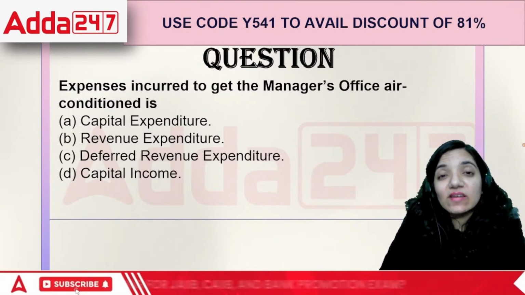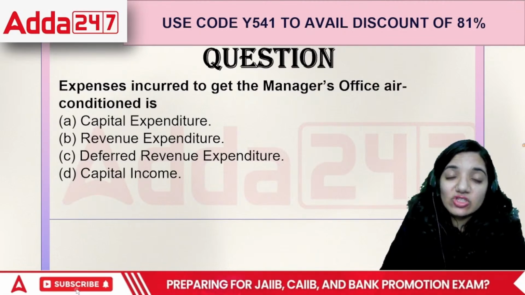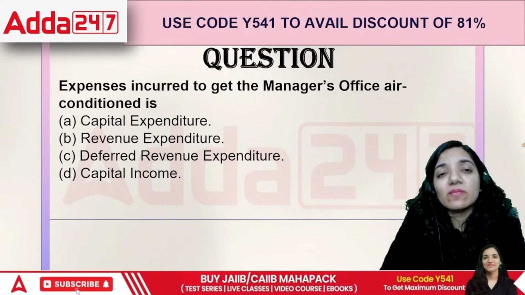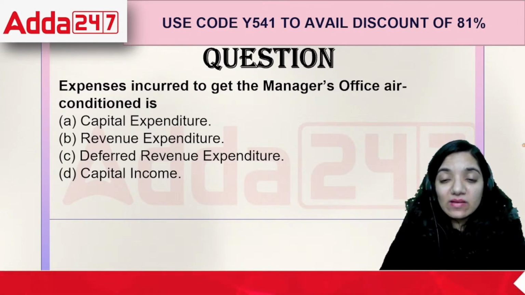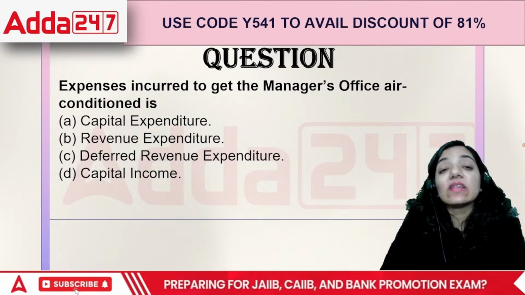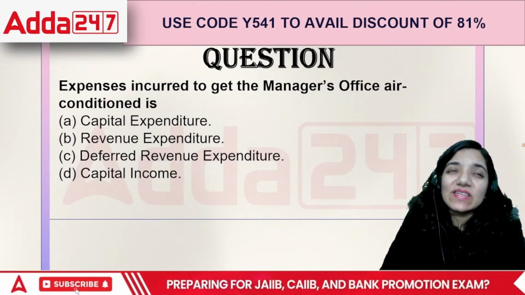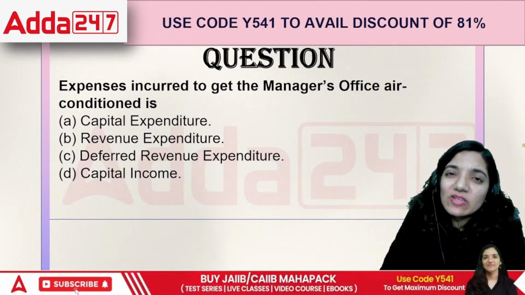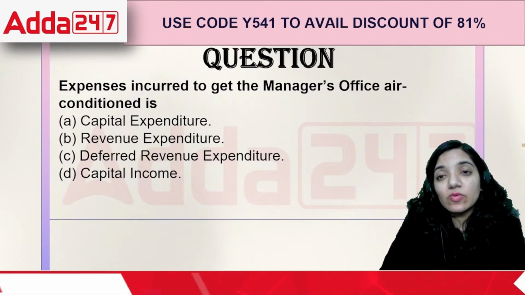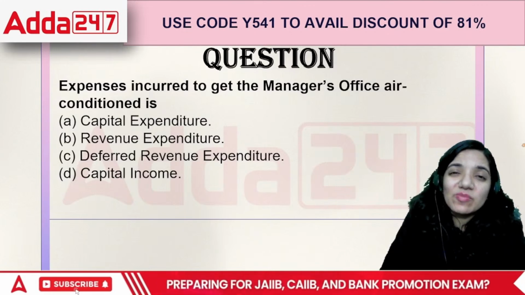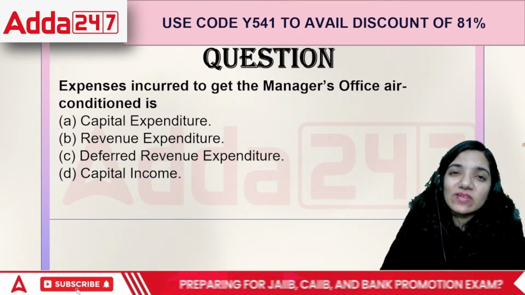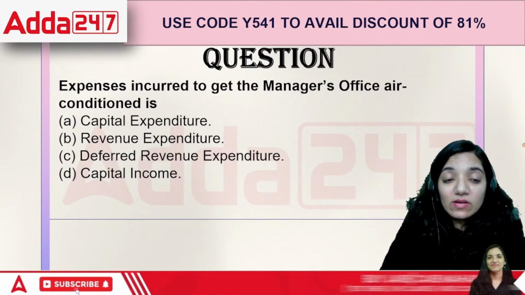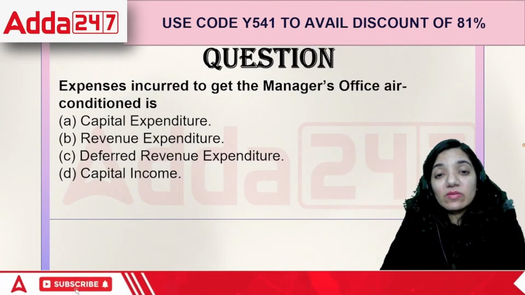So when expenses are incurred to get the manager's office air conditioned, is it a capital expenditure, revenue, deferred revenue, or capital income? It's an expenditure that we incur for the sake of maintaining a healthy environment for the manager to work. Because think about it, if he cannot work in that environment in a relaxed manner, how will he give you the output? To give you that particular output, he needs to work in that particular atmosphere in a good way.